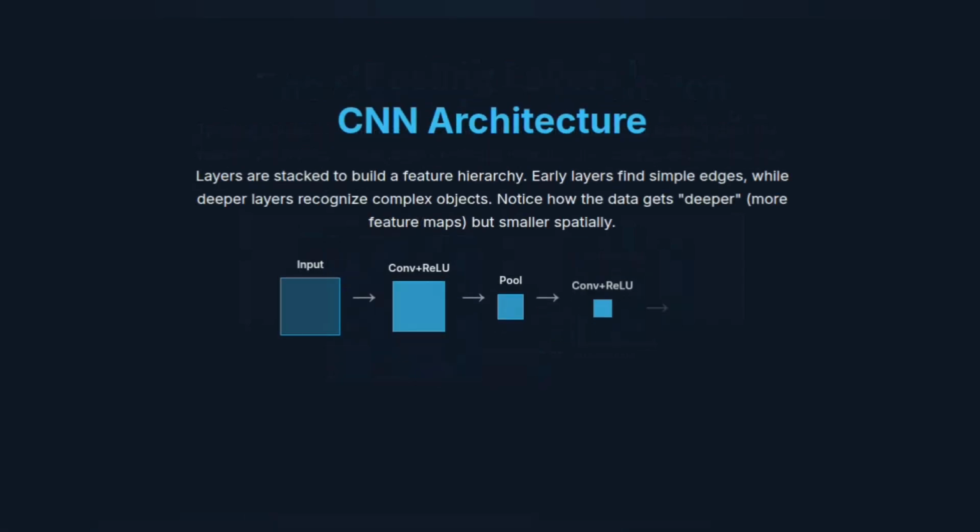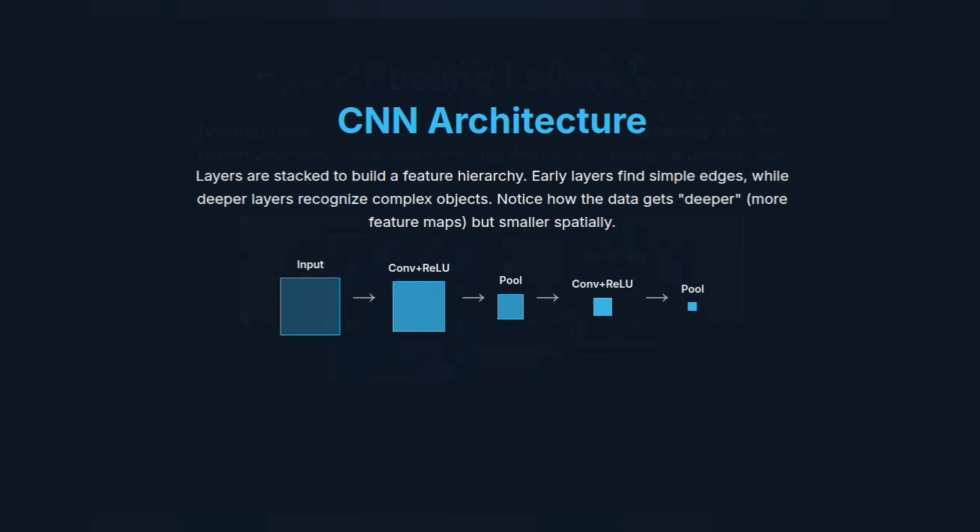Now let's see how all these pieces fit together in a complete CNN architecture. A typical CNN looks like a pipeline with several stages. We start with our input image. Then we have multiple convolution layers, each followed by activation functions and often pooling layers. Notice how the images get smaller but deeper as we go through the network.